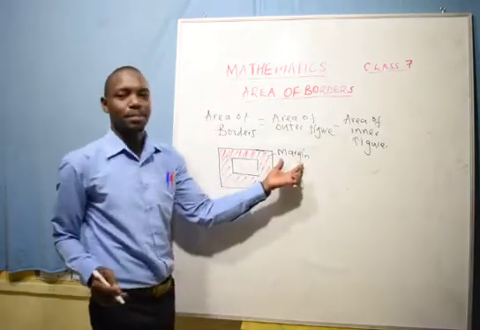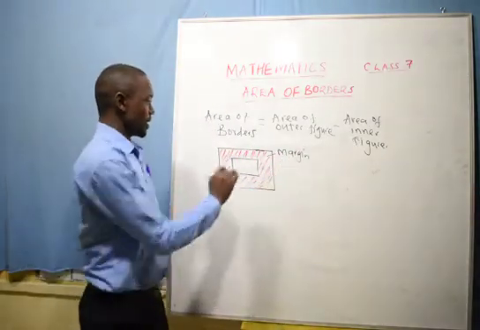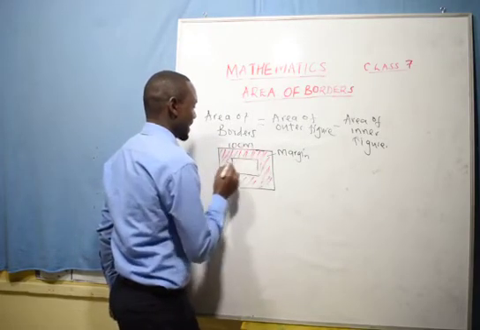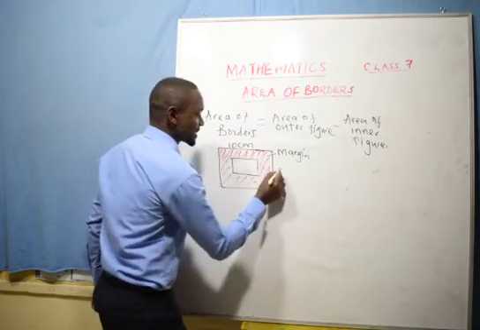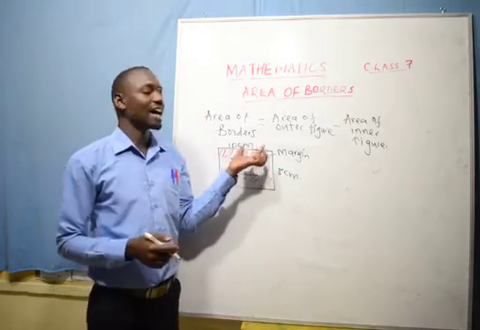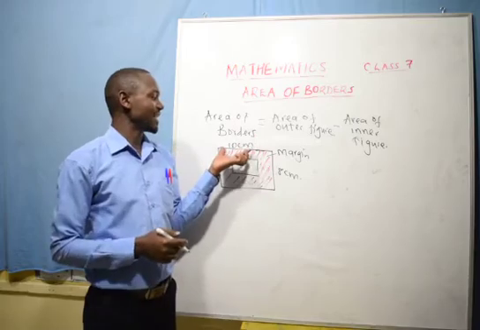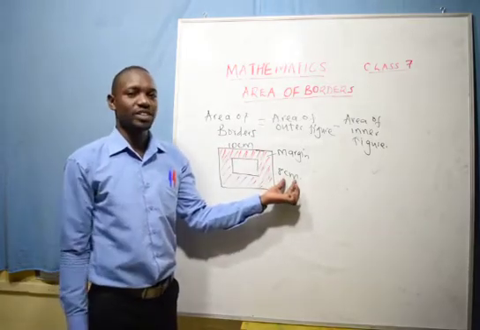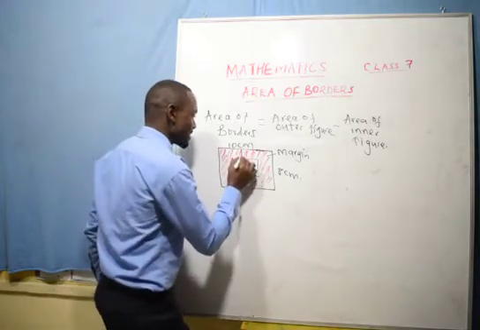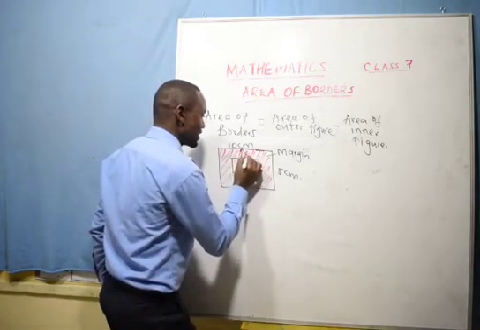We are given this as 10 centimeters. And we are told the width is 8 centimeters. These are the dimensions of the outer rectangle. Its length is 10 centimeters and its width is 8 centimeters. And you are told that this margin, the distance from here up to here, is 1 centimeter.